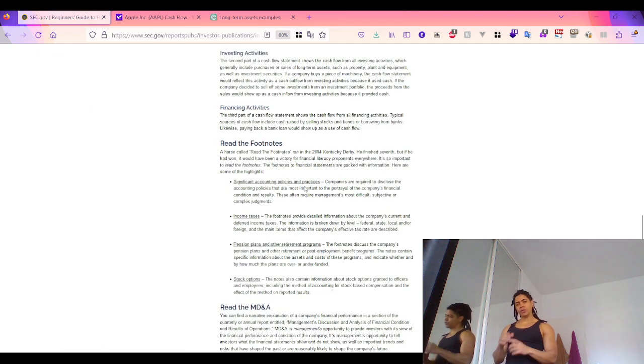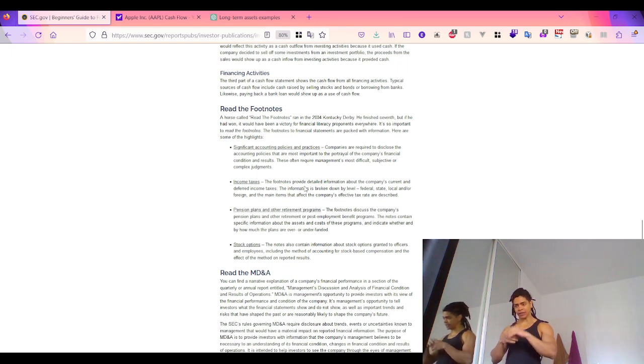Then I look at the income statement, which provides much more detail about the income taxes, whether from federal, state, local, or foreign. Then the pension plans and other retirement programs. This section discusses the pension plans or any other post-retirement programs here.